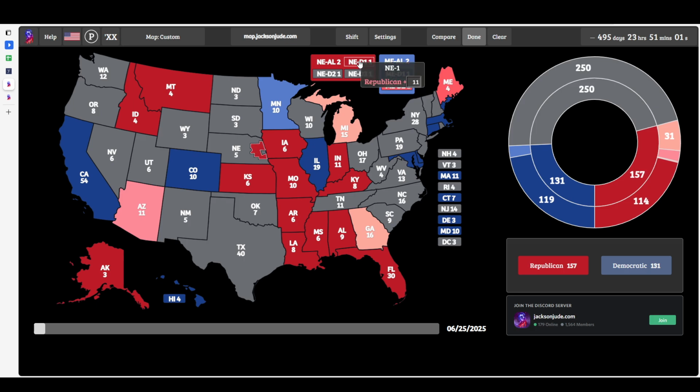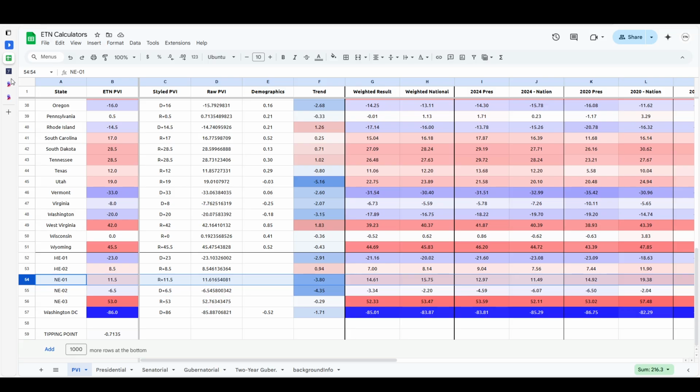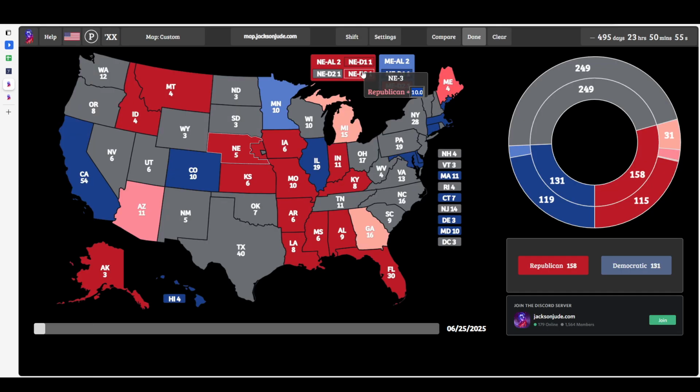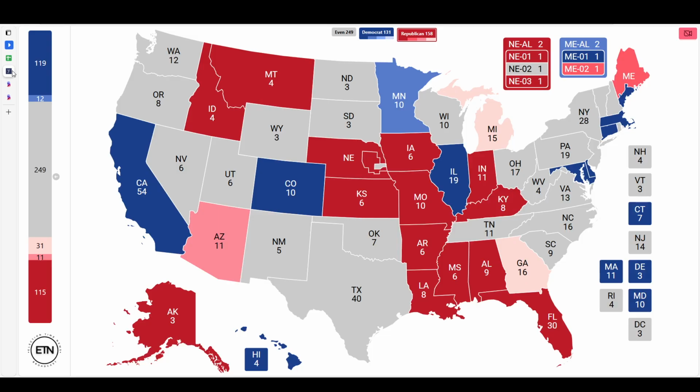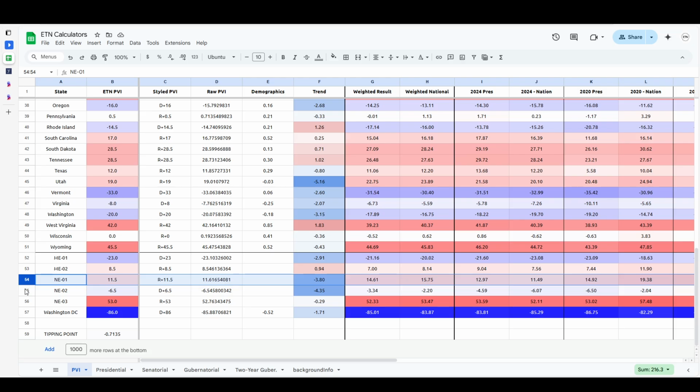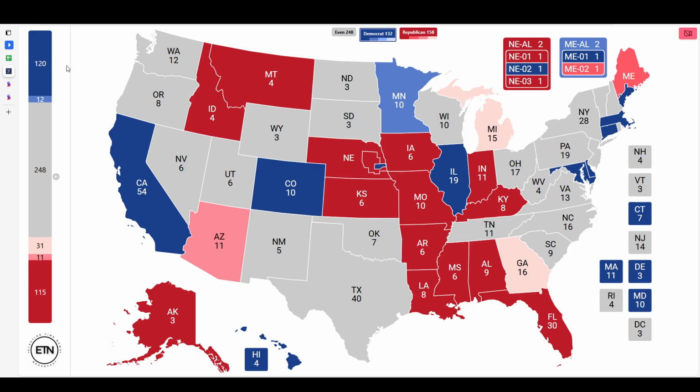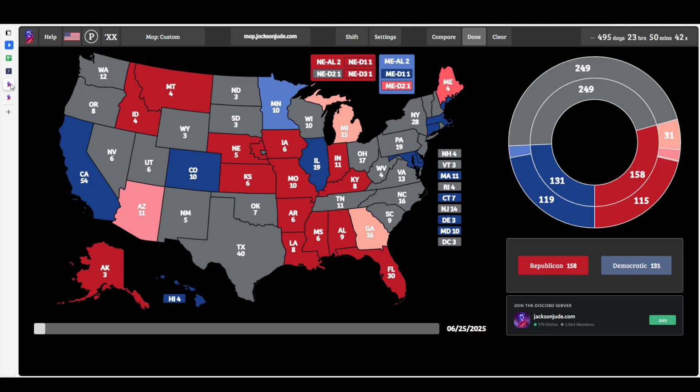For the 1st district, but the 3rd district, on the other hand, is going to be R plus 53, the most Republican region in the entire country, and it will stay that way for a long time. But the 2nd district is actually going to be D plus 6.5, so that is going to be a likely region.